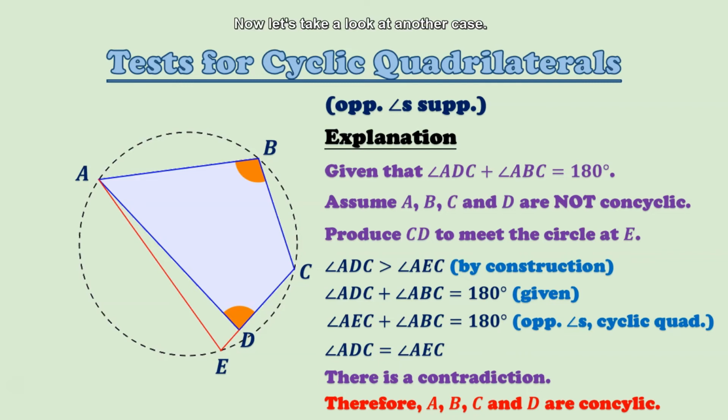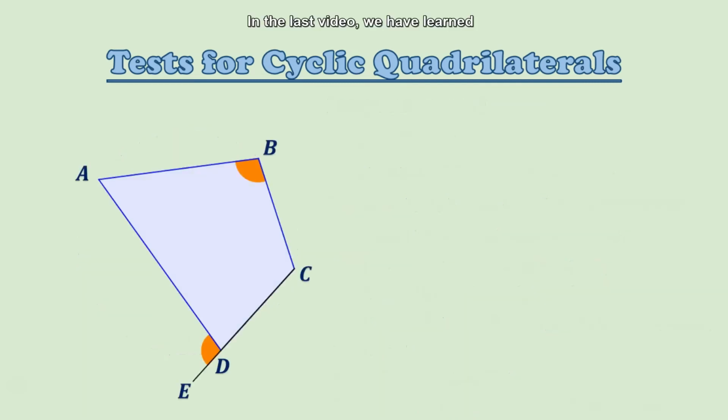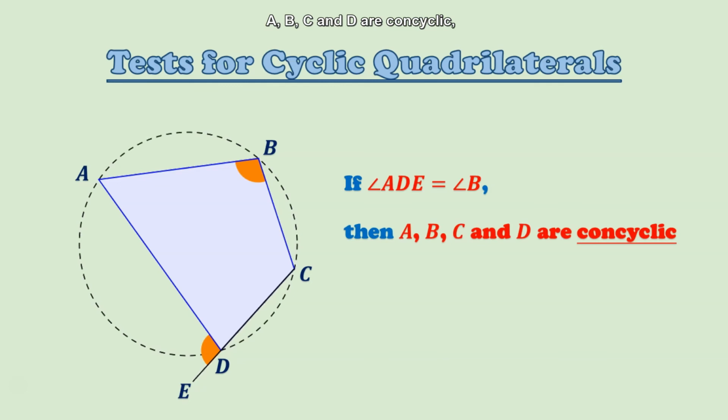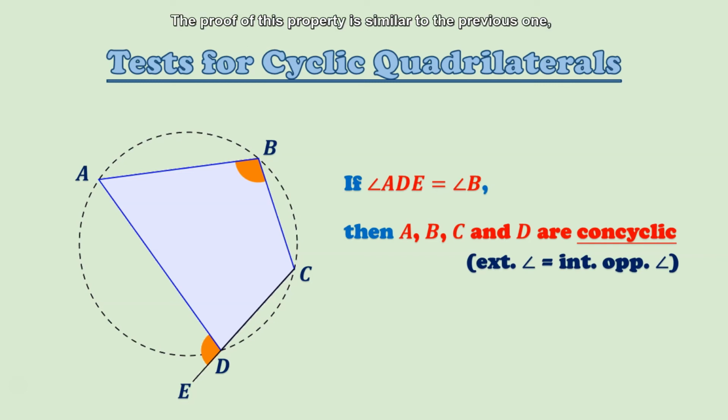Now let's take a look at another case. In the last video, we have learned the property of exterior angles of a cyclic quadrilateral. Suppose now we do not know whether this is a cyclic quadrilateral or not, but we are given that angle ADE is equal to angle B. Based on this given information, we can actually conclude that ABCD are concyclic, and the reason is exterior angle equals interior opposite angle. The proof of this property is similar to the previous one, so I'm going to skip this.